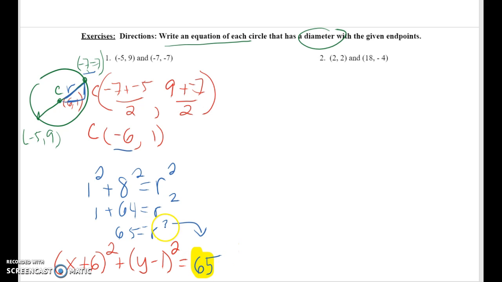It equals radius squared. So I don't have to find the radius because it didn't say state the center and the radius of this circle. It just said to write the equation of this circle. So we'll do that again with our second exercise here.